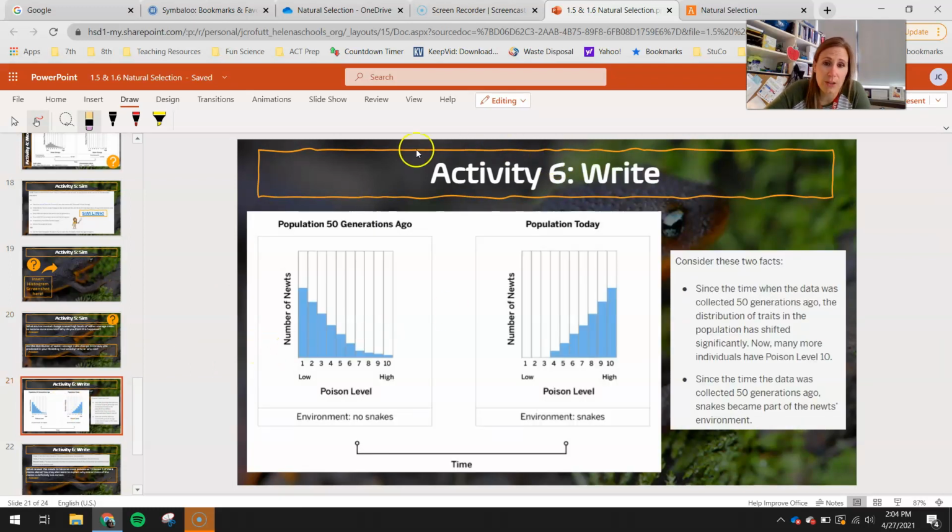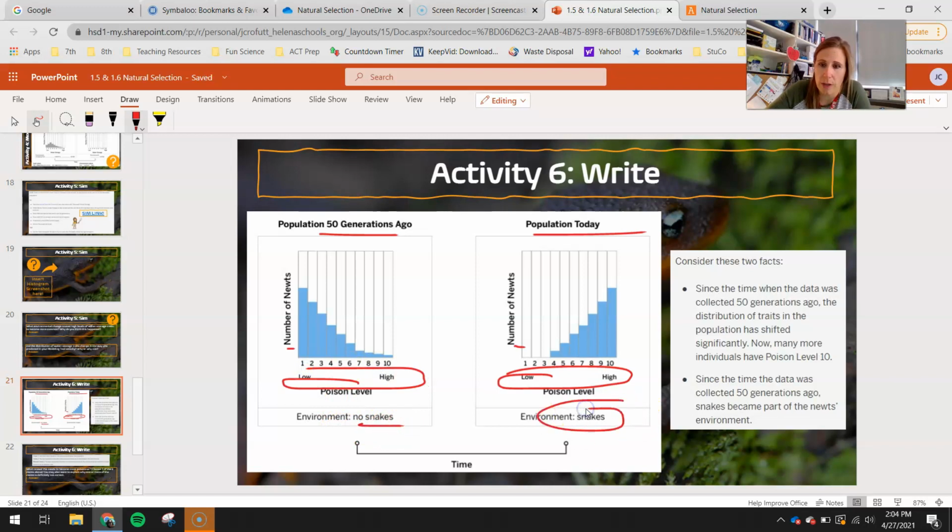Okay? Finally, you guys have a little writing activity to do. This, again, goes back to that same histogram that we looked at earlier in this lesson, where we have the number of newts. We're looking at 50 generations ago versus today, and then we're looking at that poison level, high and low. But now we have snakes in our environment.